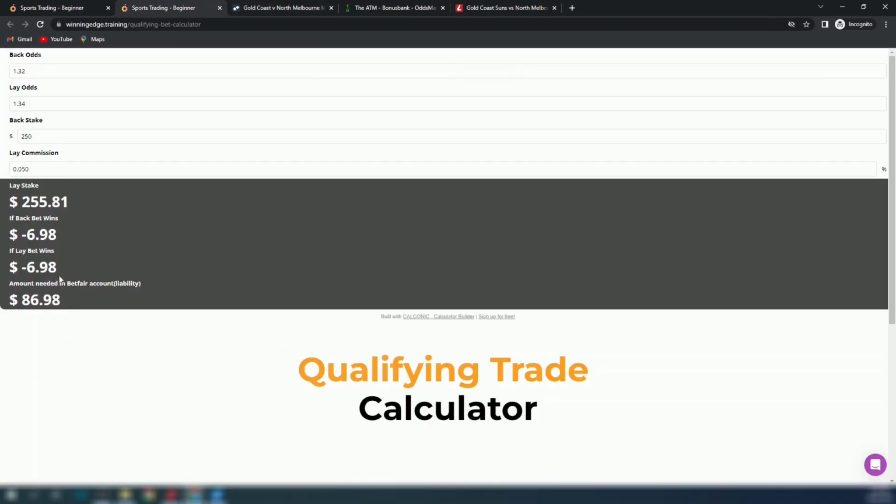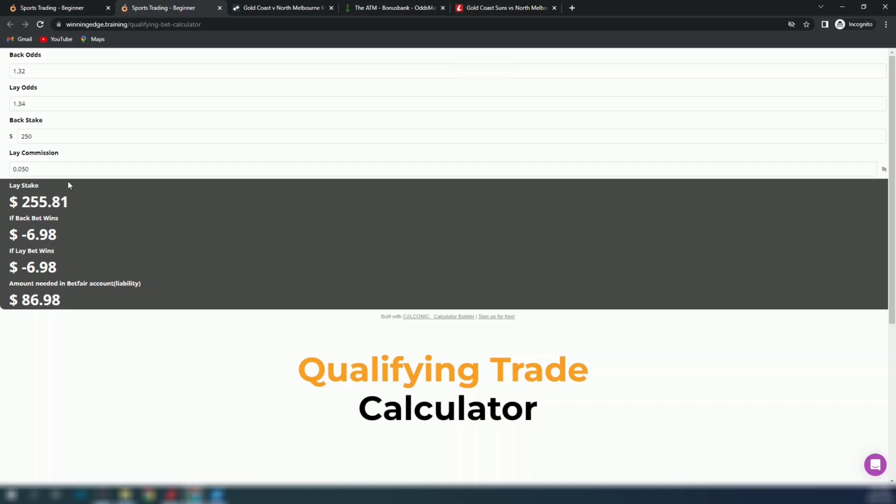We'll click enter to get our lay stake and the amount we're going to need in our Betfair account. And just to make sure we're clear on this, the number here that we have under if back bet wins and if lay bet wins is the amount we will lose. So it's not the percentage. So if you've seen this number here and it's come up greater than 5, there's a reason for that. It's because the number here represents the amount that we will lose, not the percentage.